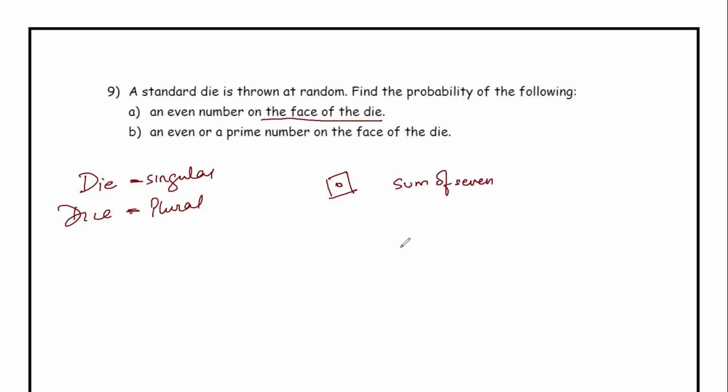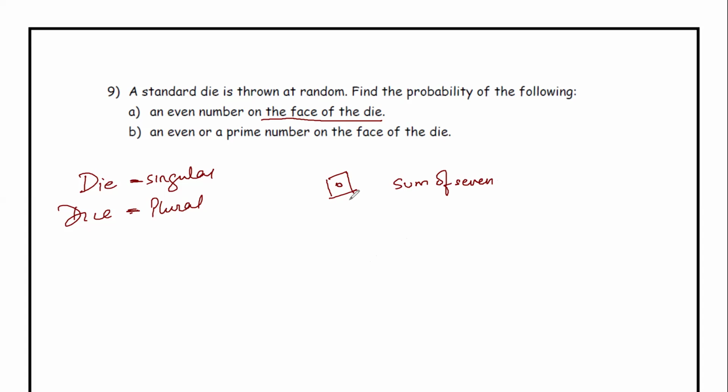That's the normal industry standard. Opposite faces have a sum of seven. So opposite one is six, opposite three is four, opposite two is five. So like that, you have these six faces. Anyway, a standard dice is a fair dice, thrown at random.